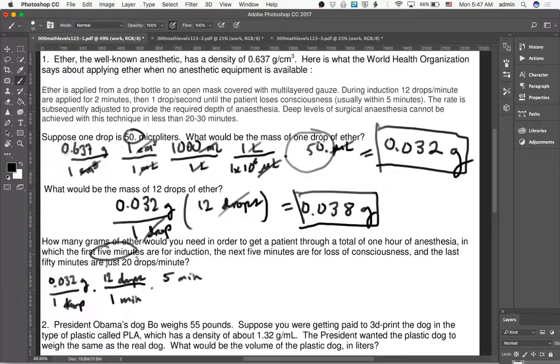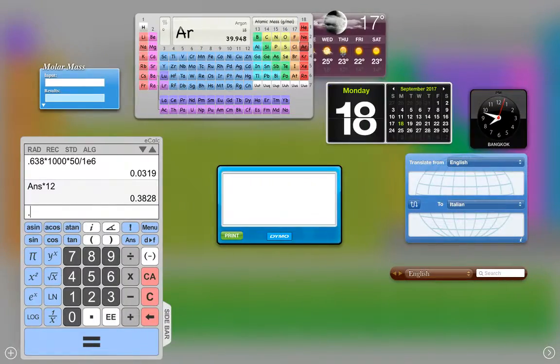So drops. All right. Now it looks like minutes. This is going to be grams of ether for the first 5 minutes of induction, right? So 0.032 times 12 times 5. That's 1.92.